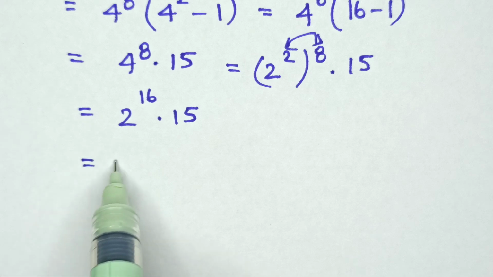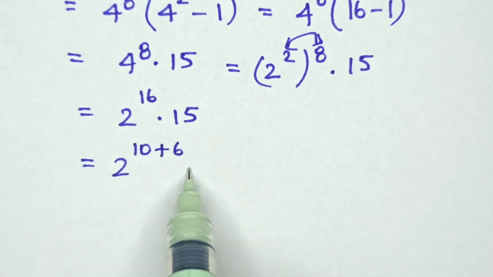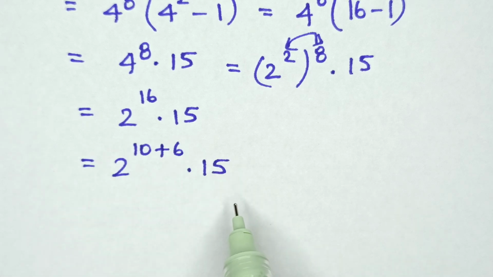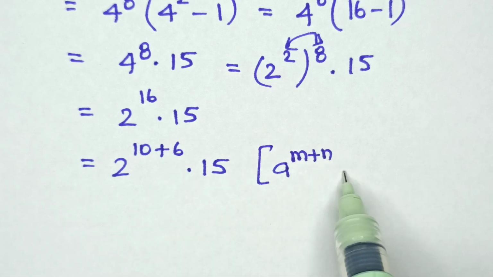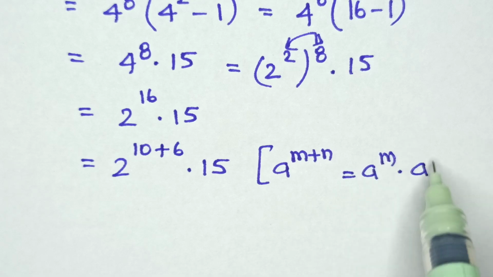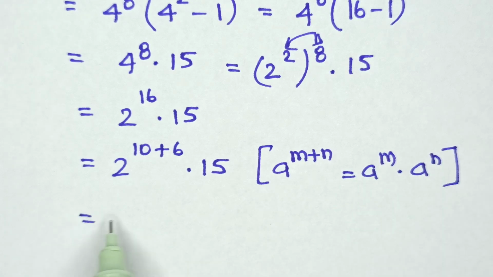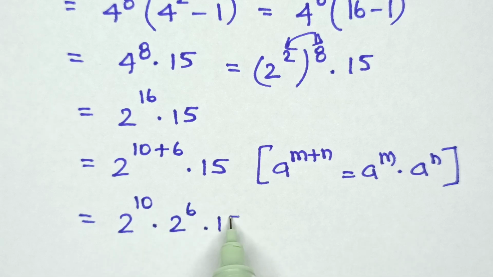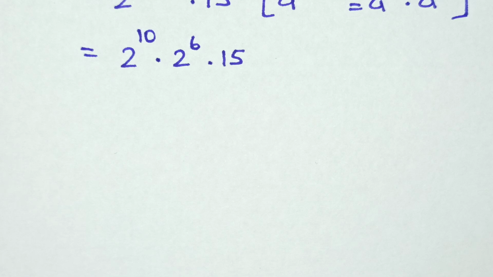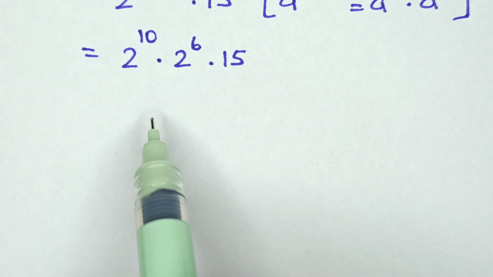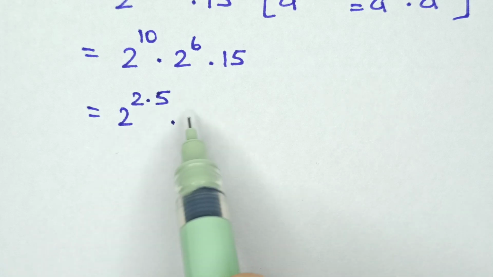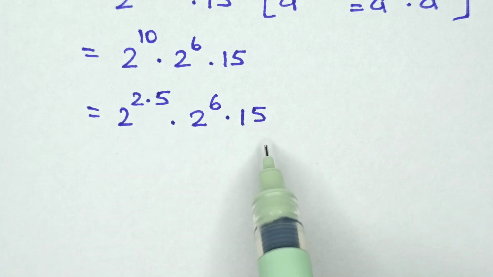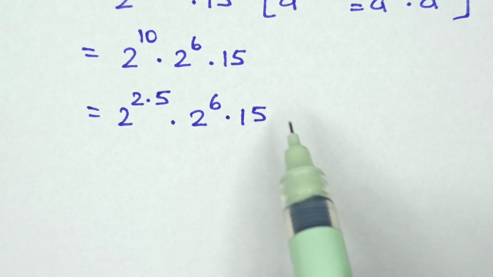Now this 2 raised to the power 16 can be written as 2 raised to the power 10 plus 6 multiplied by 15. And again I'm going to use the property of exponents that says a raised to the power m plus n is a raised to the power m multiplied by a raised to the power n. So this can be written as 2 raised to the power 10 multiplied by 2 raised to the power 6 multiplied by 15. Now here if you notice, I can break down this power 10 again as 2 multiplied by 5. So this is 2 multiplied by 5 multiplied by 2 raised to the power 6 multiplied by 15.